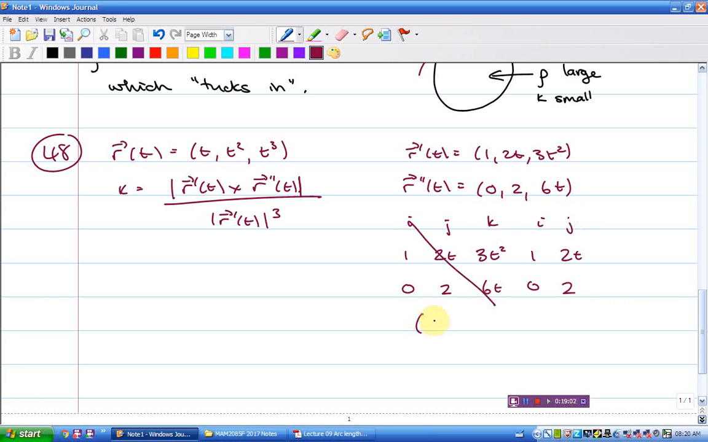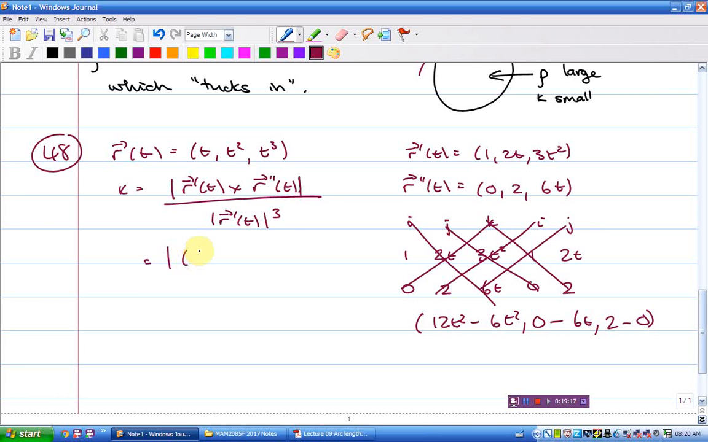That is 12t squared minus 6t squared, and that is 0 minus 6t, and that is 2 minus 0. So my cross product is 6t squared, minus 6t, and 2. Okay, I did that quite fast. Did I do it right? Anybody see a mistake? Mistakes are always possible. I'm agreeing with my notes, and that is always comforting.